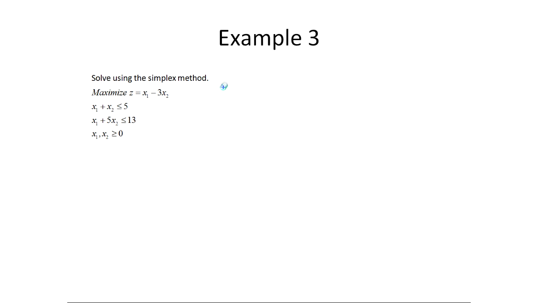But what I get when I set it up is x1, x2, s1 and s2, z. And then for that first constraint, I get 1, 1, 1, 0, 0, 5. For that second constraint, I got 1, 5, 0, 1, 0, 13. And then remember, I had to rewrite my objective function. So when I did that, I got -1, I got a +3 because of that -3, 0, 0, 1, 0.